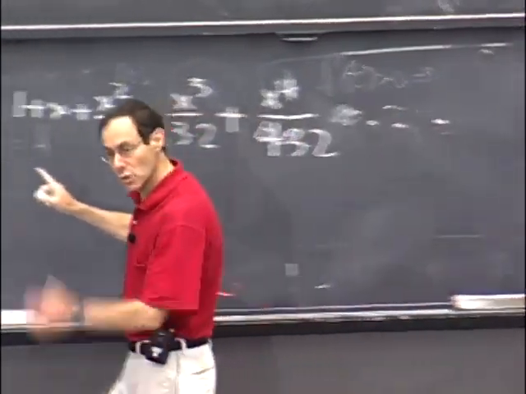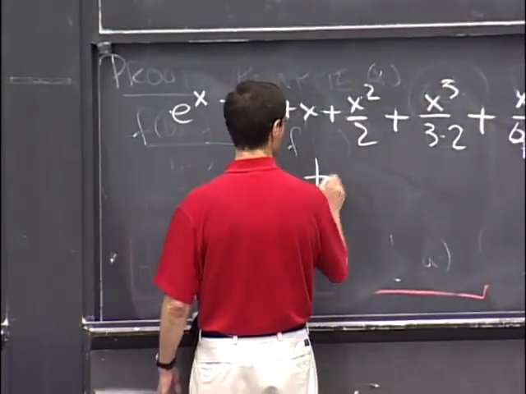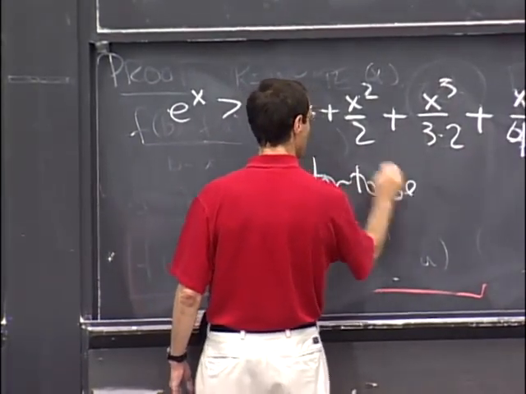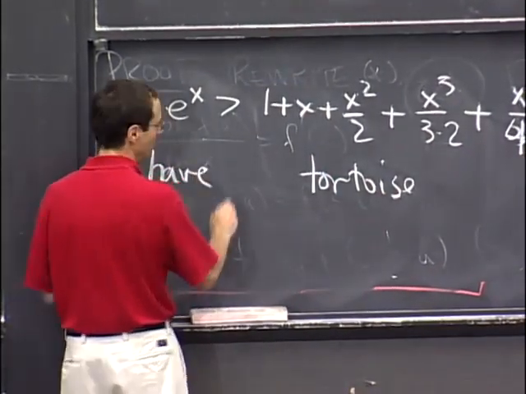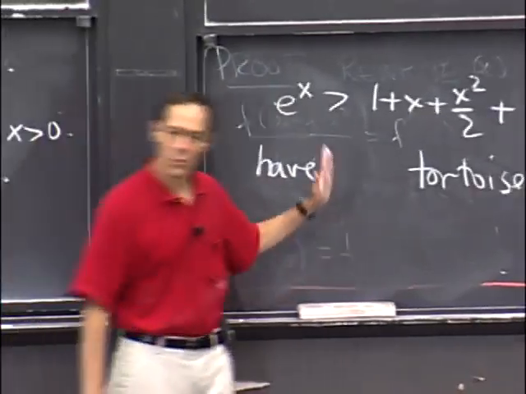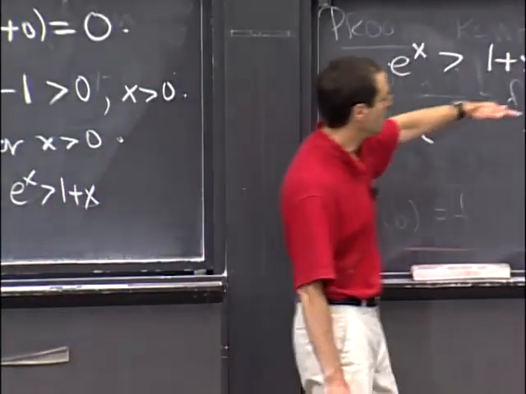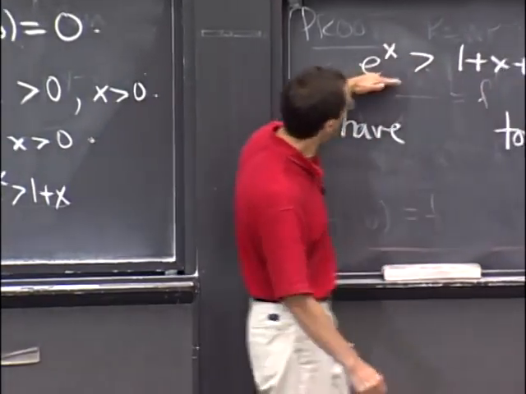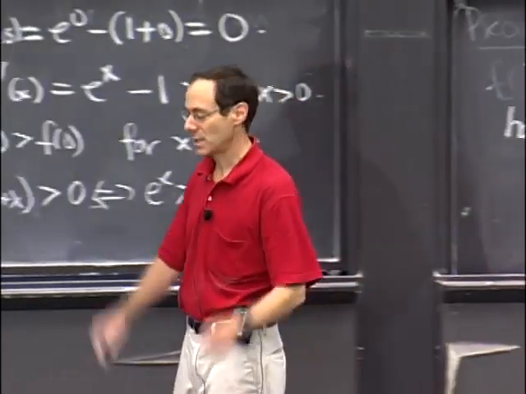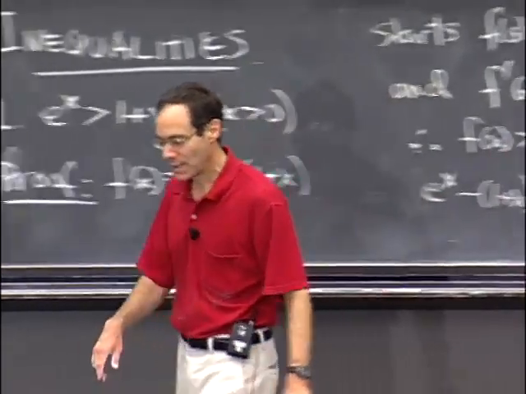And this is like the tortoise and the hare. Right? This is the tortoise, and this is the hare. It's always ahead, but eventually, if you go infinitely far, it catches up. So this turns out to be exactly equal to e to the x in the limit. And we'll talk about that maybe at the end of the course.